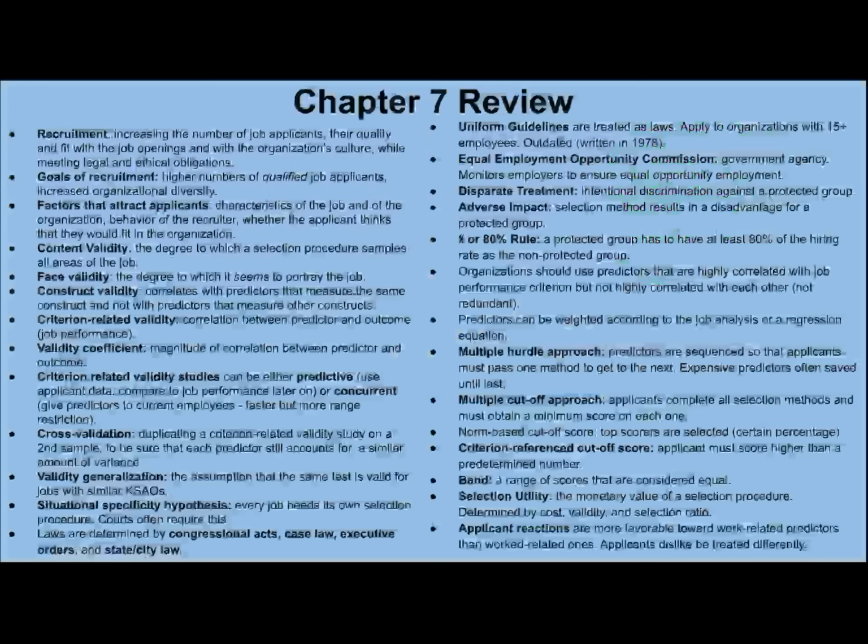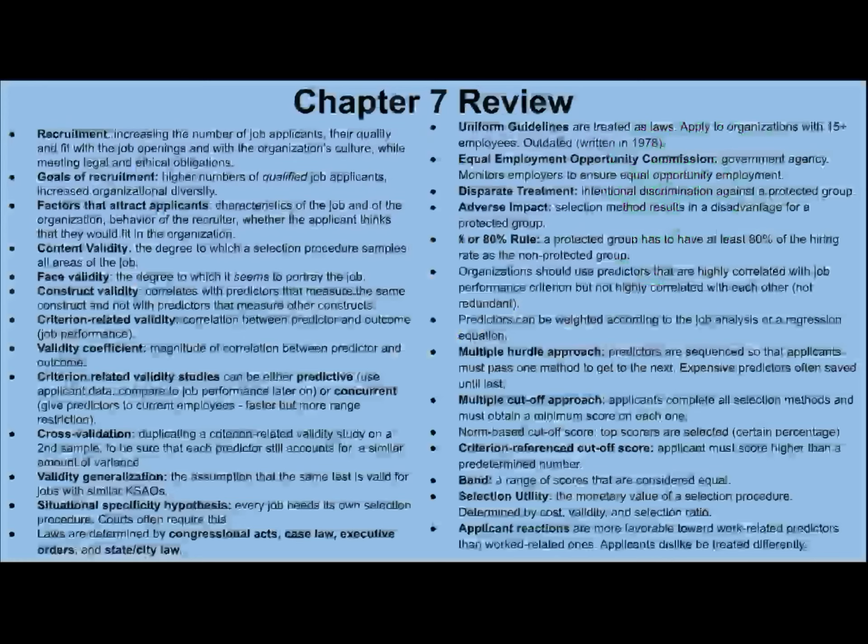Organizations should use predictors that are highly correlated with the job performance criterion, but not highly correlated with each other. So we want to use predictors that sample different areas of the job but are not redundant. Predictors can be weighted according to job analysis or using a regression equation. The multiple hurdle approach has predictors sequenced so that applicants must pass one part to get to the next. Expensive predictors are often saved till last using this method.